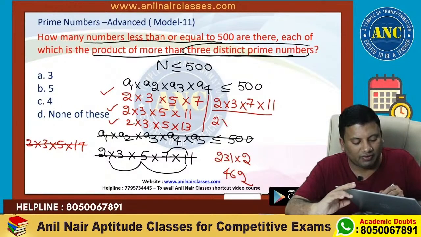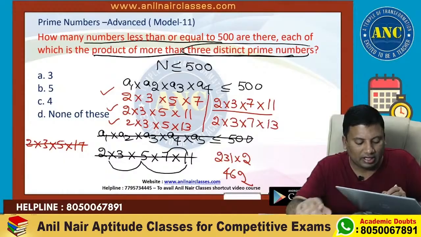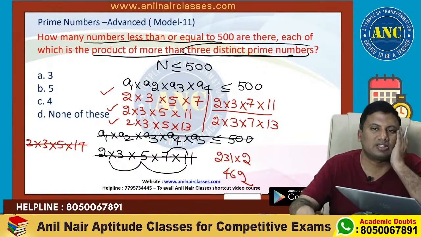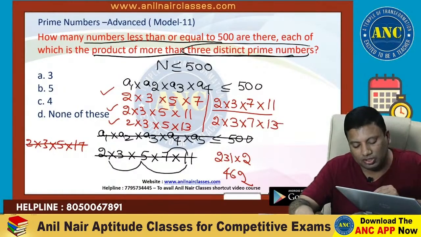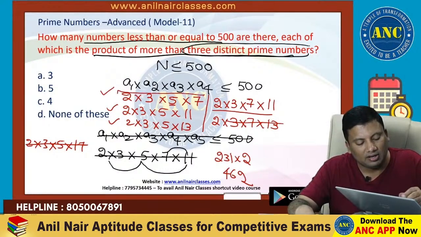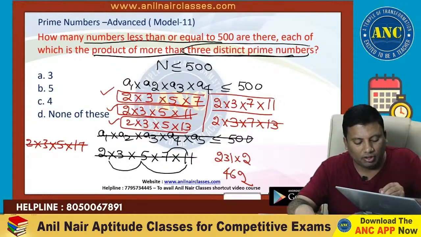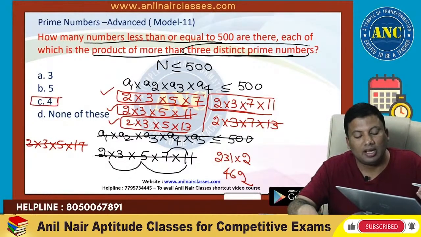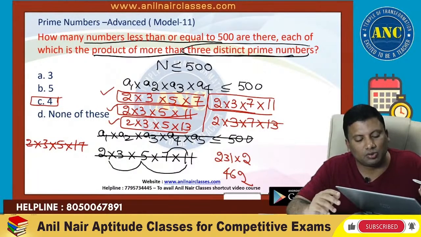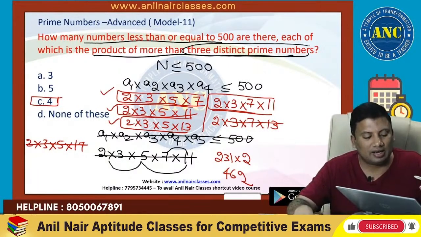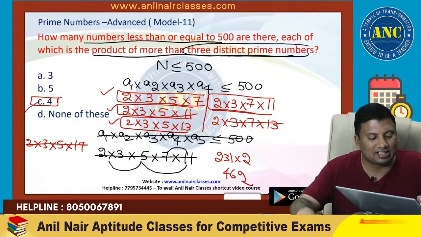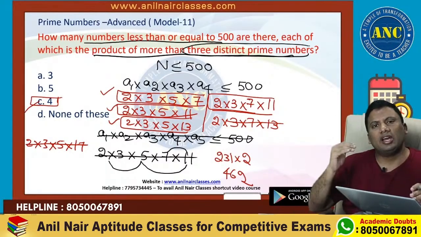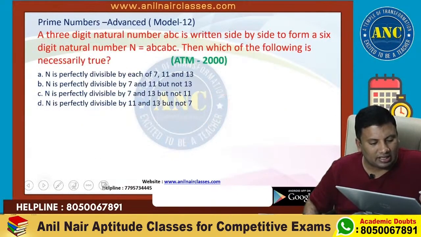Next case, if I take 2 into 3 into 7 into 13. 13 2s are 26, 3s are 78. 78 into 7, it is greater than 500. How many cases we got? 1, 2, 3, 4. 4 cases we got. There are 4 sets of distinct prime numbers whose product will be less than or equivalent to 500. The idea is clear. If you go slowly, step by step, you will keep getting the answer.